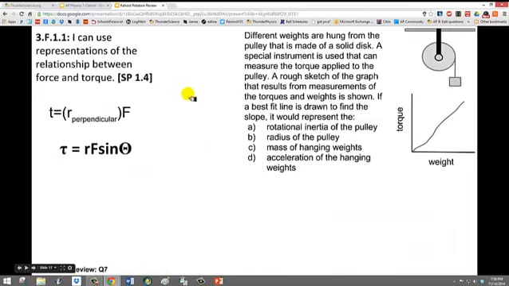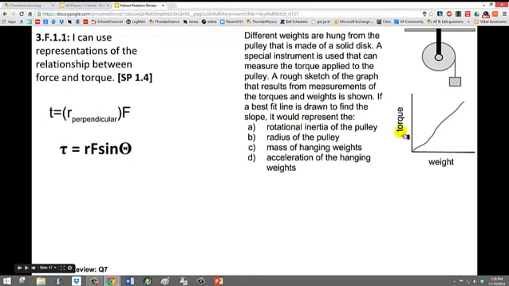Okay, so in this particular question, it says different weights are hung from a pulley that is made out of a solid disc. A special instrument is used that can measure the torque applied to the pulley. A rough sketch of the graph that results from measurements of the torques and weights is shown. If the best fit line is drawn to find the slope, it would represent what?